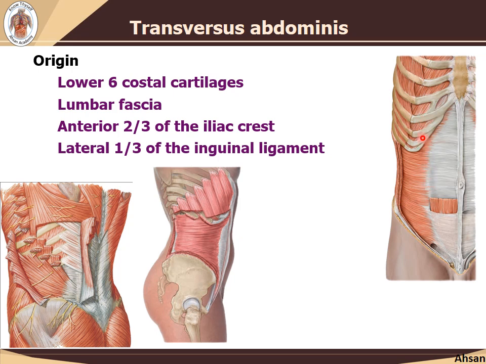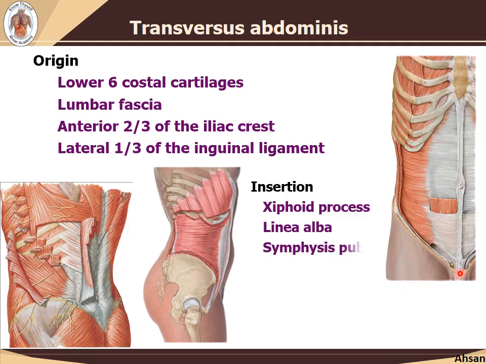It goes to the linea semilunaris. Again, it takes part in the formation of the rectus sheath. So it is inserted naturally. You can imagine it going to the xiphoid process, then to the linea alba formation, and below it is going to the symphysis pubis. Lateral to the symphysis pubis, it forms the conjoint tendon with the internal oblique muscle.